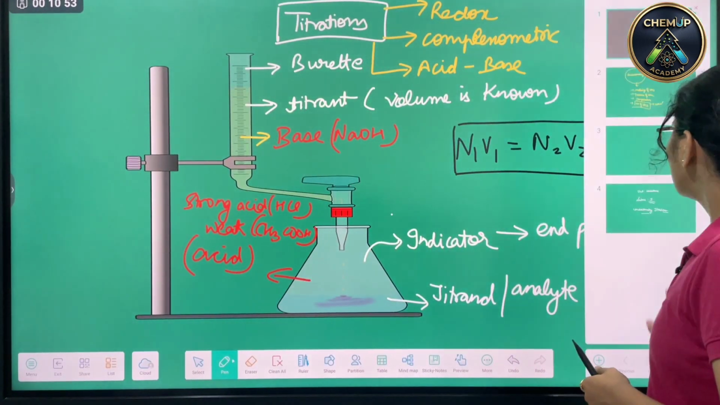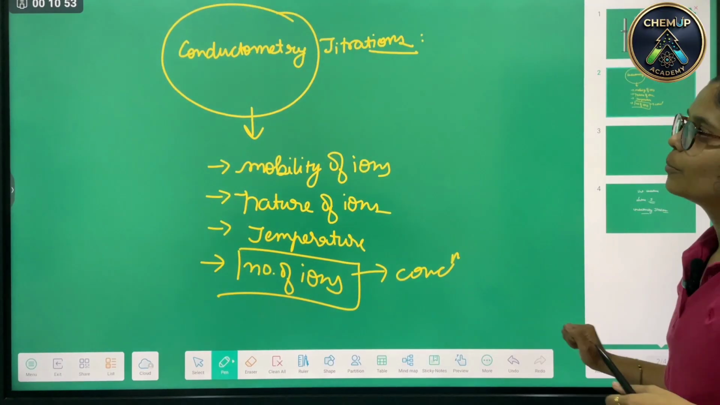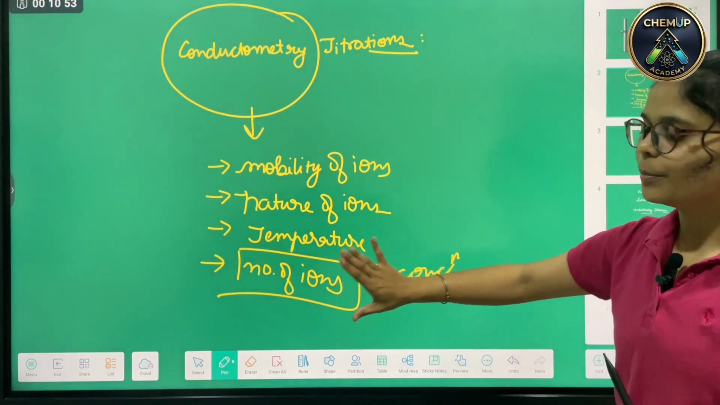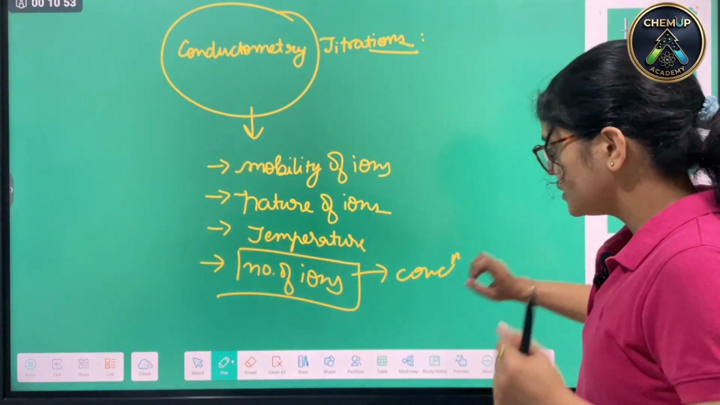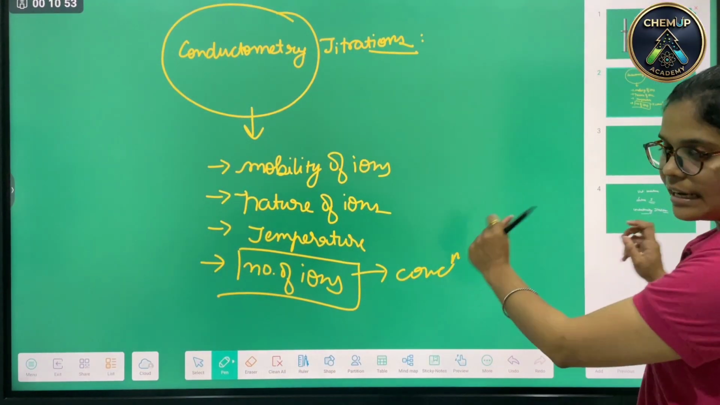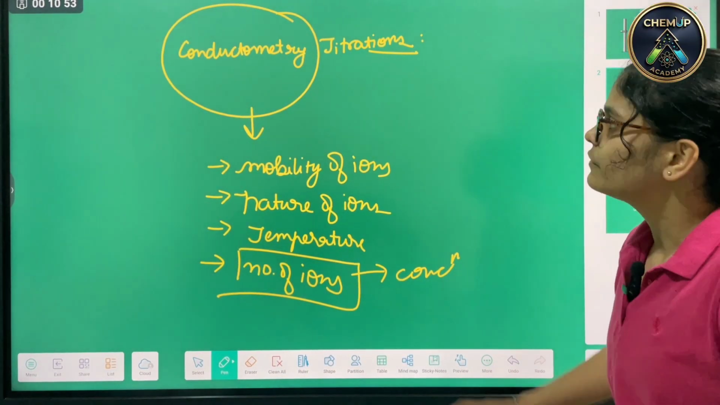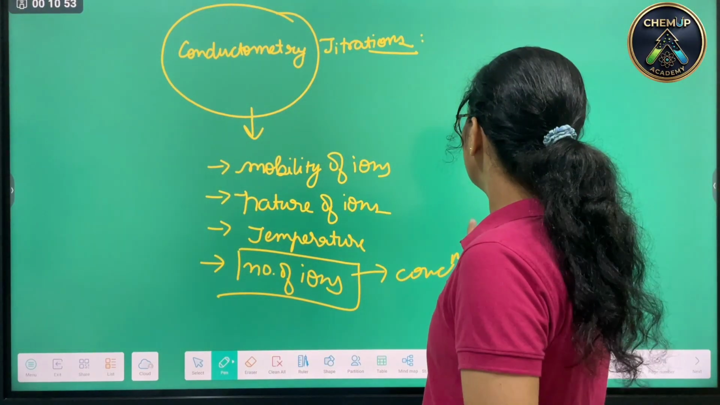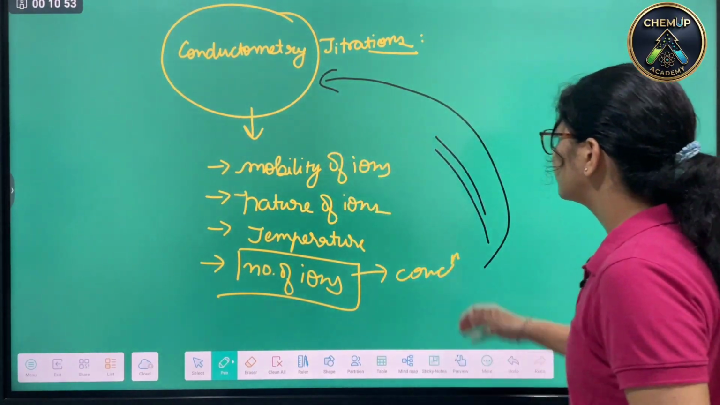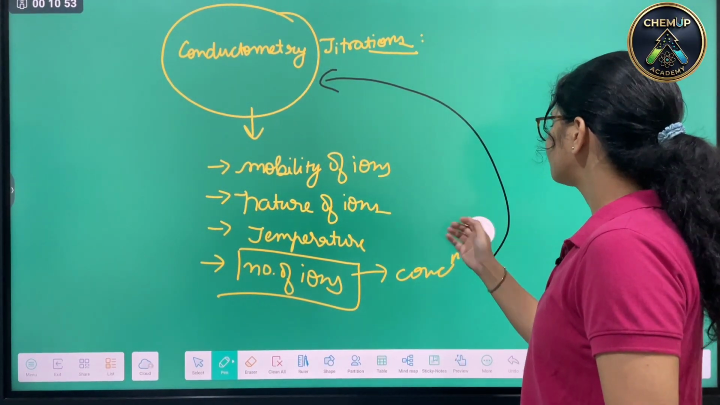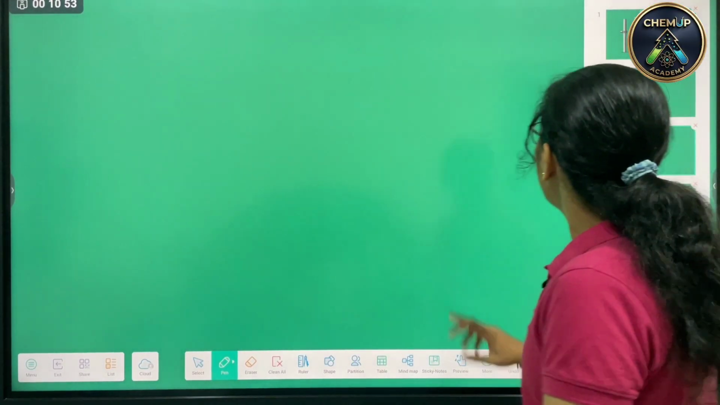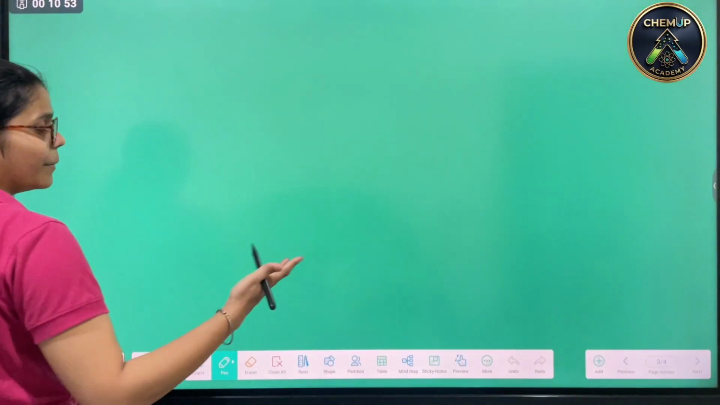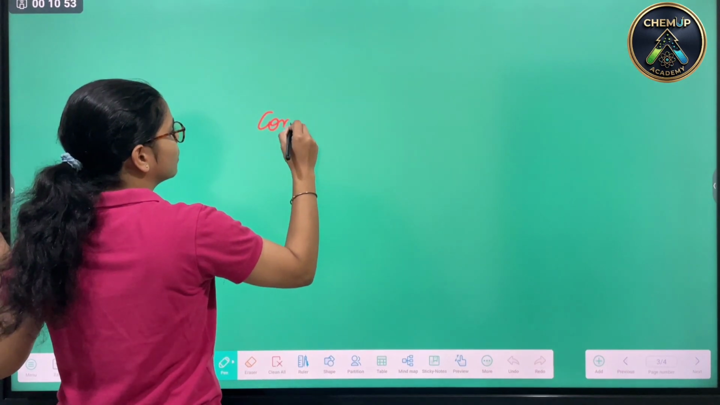So coming on to our topic, that means the conductometry titrations. For conductometry titrations we need to get the idea of the number of ions, due to which we can get the concentration from the titration itself, and then we can reach back to this conductometry, or we can say conductance. Now what type of conductometry titrations could there be?